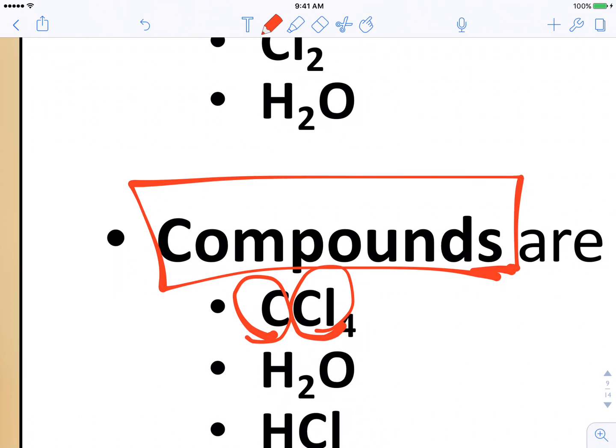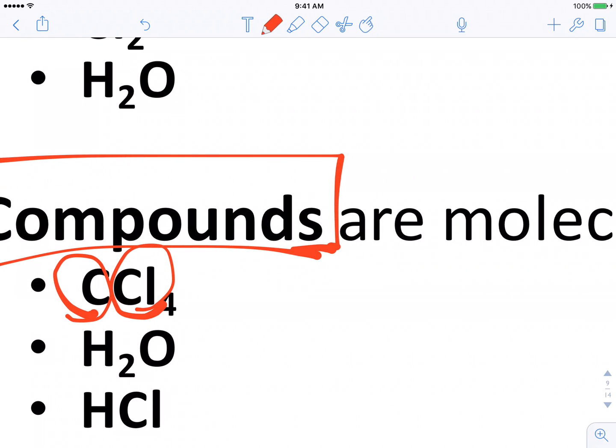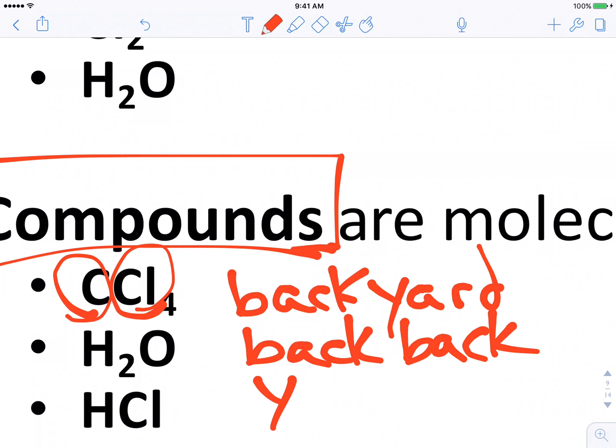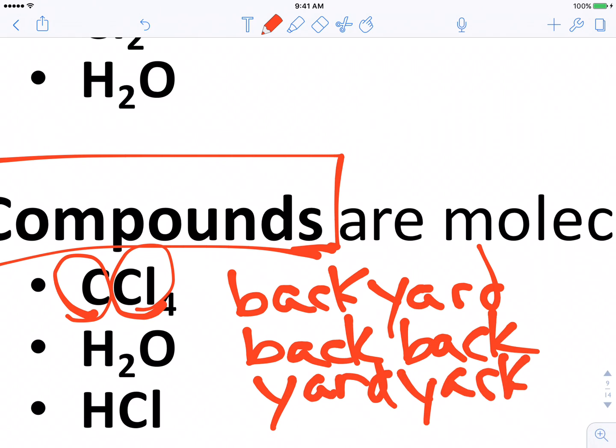A good way to remember this is that a compound word is made of 2 words that are different and that are joined together. For example, if we have backyard, that is a compound word of 2 different words. A compound word is not back. It is not yard. It is 2 different words. So chemical compounds are exactly the same thing, where they have to have 2 different elements involved.